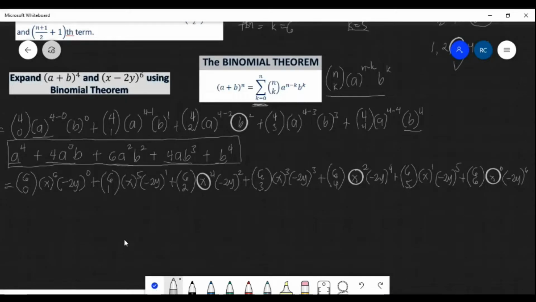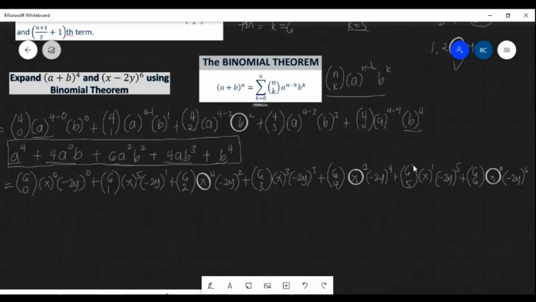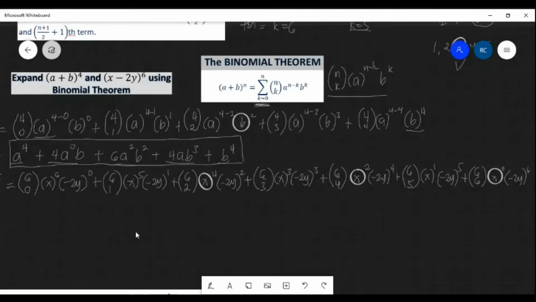And bago natin i-simplify, we have to check kung tama yung ating sequence. Okay, dito, 6 combined 0, 6 combined 1, 6 combined 2, 3, 4, 5, 6. Walang problema. First term, kailangan naka-exponent dun sa higher exponent, which is 6: 6, 5, 4, 3, 2, 1, 0. Next, 0, 1, 2, 3, 4, 5, 6. So with that, ready to simplify it.